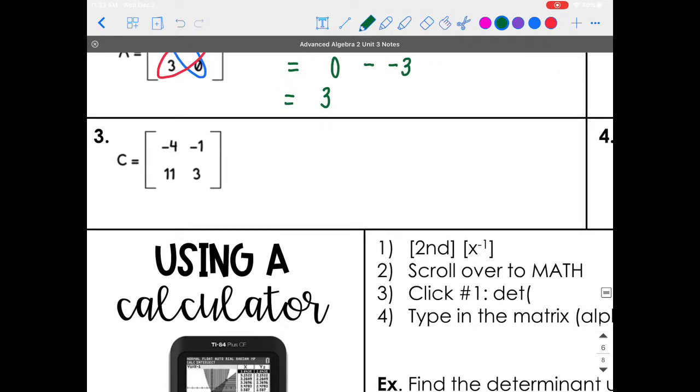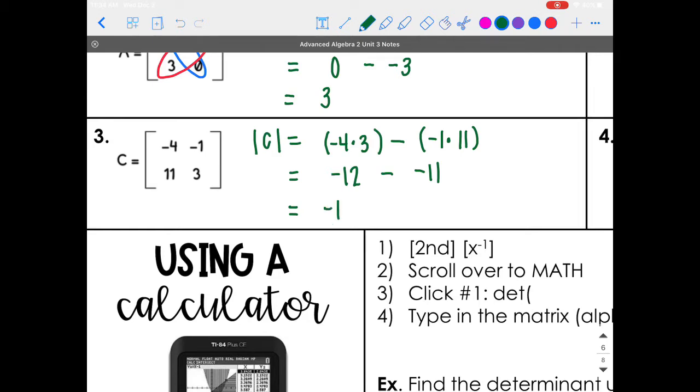Number 3, if you're getting the hang of this, feel free to fast forward a little bit past these examples, but I'm going to keep working. The determinant of C, we're going to start with negative 4 times 3 minus negative 1 times 11. Negative 4 times 3 is negative 12 minus negative 1 times 11 is negative 11. Negative 12 minus negative 11 is negative 1.